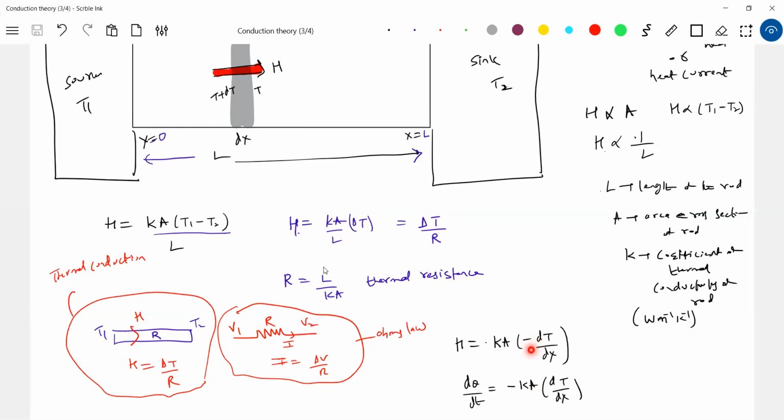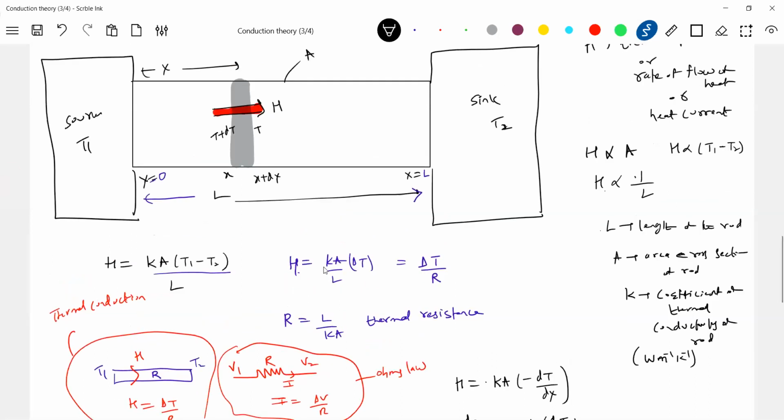Okay, why the negative sign? Negative temperature gradient. As x increases, temperature decreases. So therefore, minus dT by dx. So you can see this. Okay, if some of you are still asking, I think it's quite clear, no?